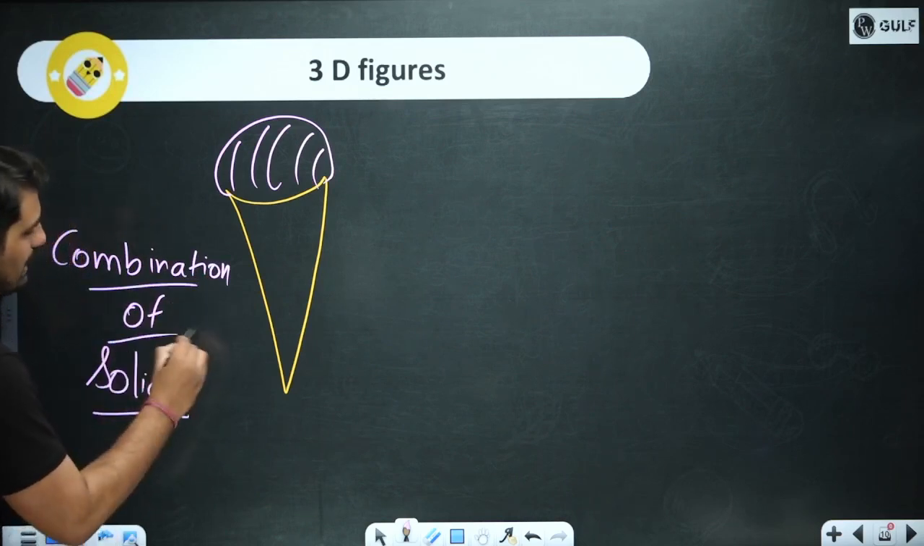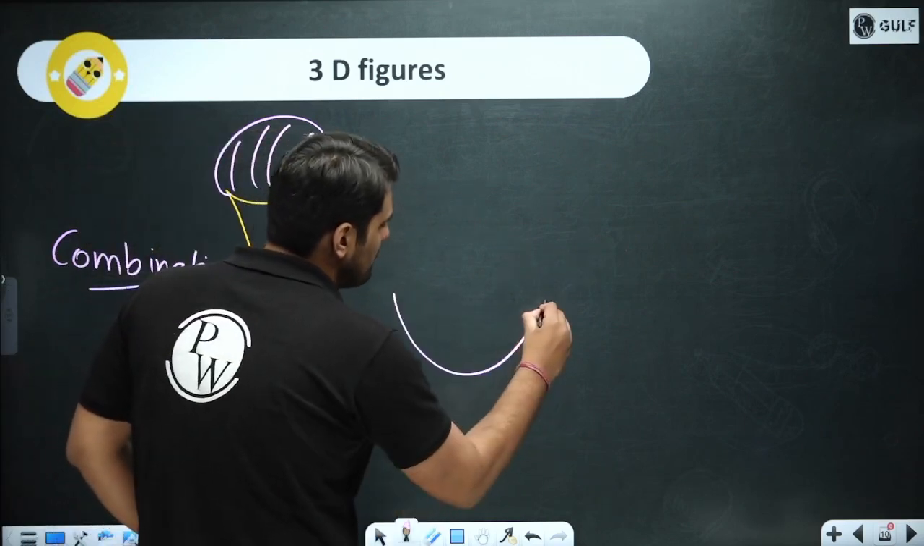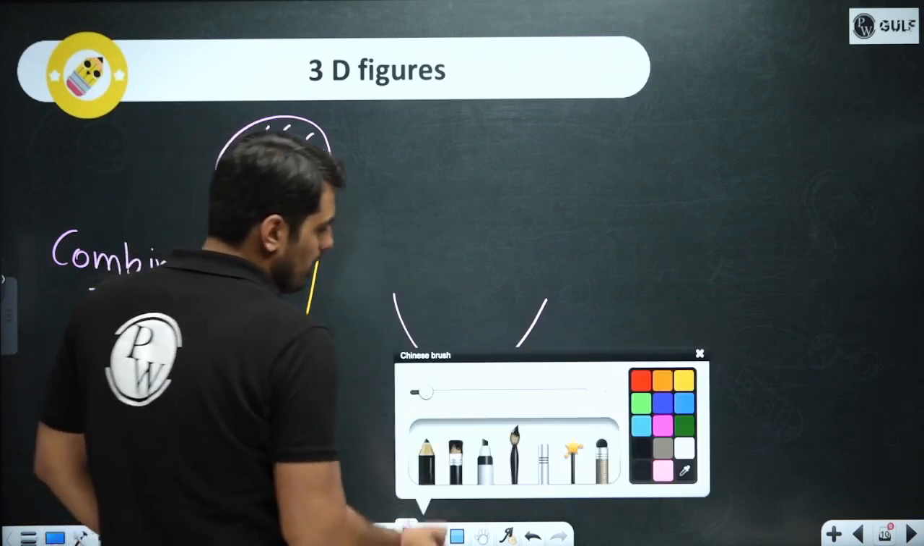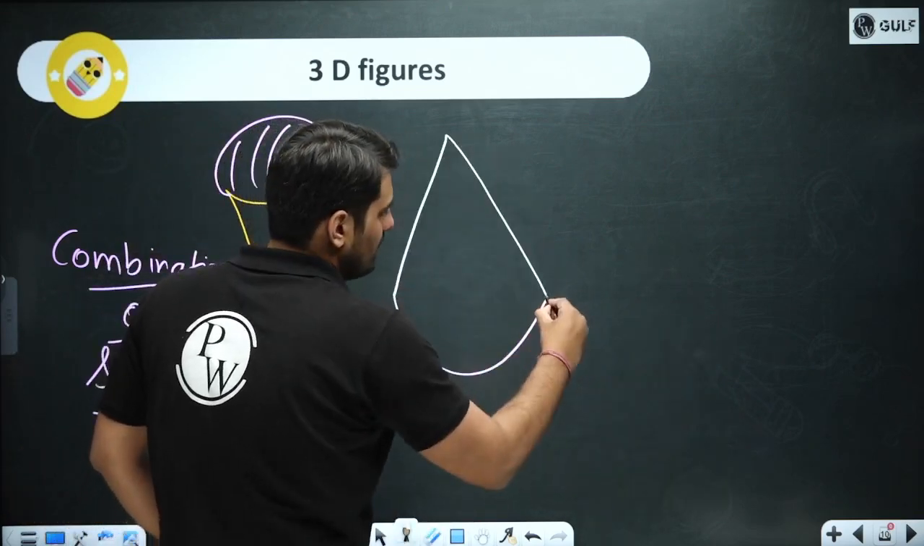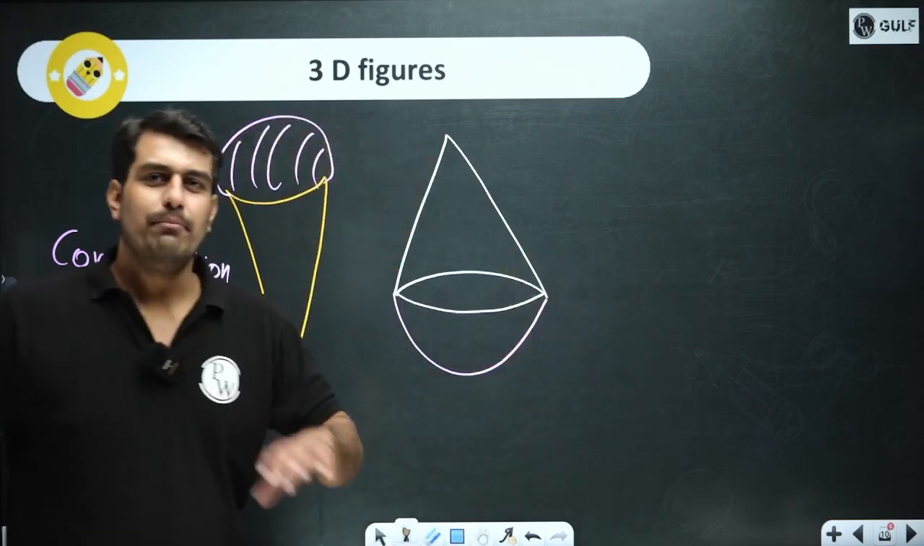Combination of solids. If you want to think about more examples, let's talk about another toy. We have a hemisphere over here, and now we have reversed it entirely and put a cone above it. This is a common toy which we come across. People play with this.